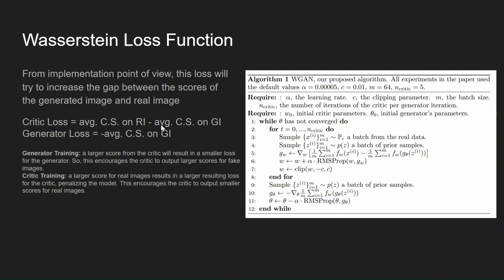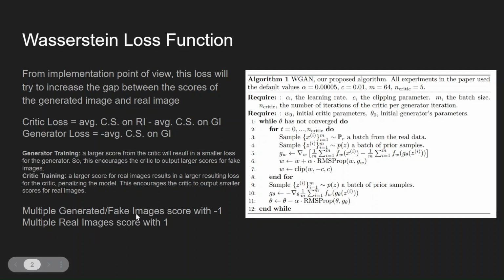Now, in order to get these negative signs, I'll multiply the generated or fake image score with -1, because if I multiply the score of the generated image with -1, I'll get this negative sign. Similarly for the generator, I'll do the same and multiply it with -1. In case of real images, I'm going to multiply it with 1, so it is going to keep this number positive, and I'll use these -1 and +1 as my true labels.